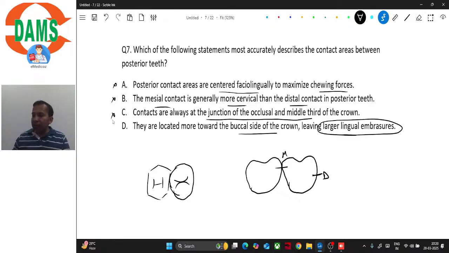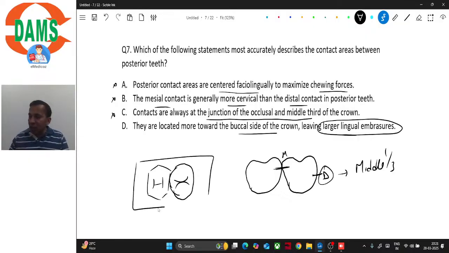Again, this is false. As you can see, the mesial junctions are usually at the junction, whereas the distal junctions are in the middle third, right? And option D, what does it say? They are located more towards the buccal side of the crown, leaving a larger lingual embrasure. If you take a careful look at this diagram, what you would notice is that it has a larger lingual embrasure as compared to the buccal embrasure, isn't it? It has a larger lingual embrasure.